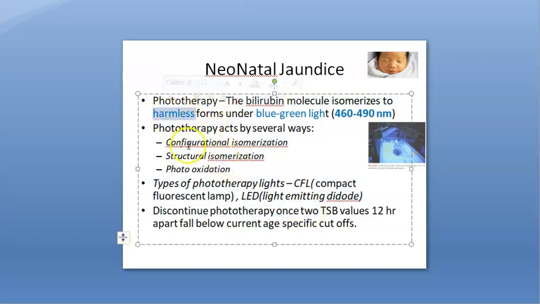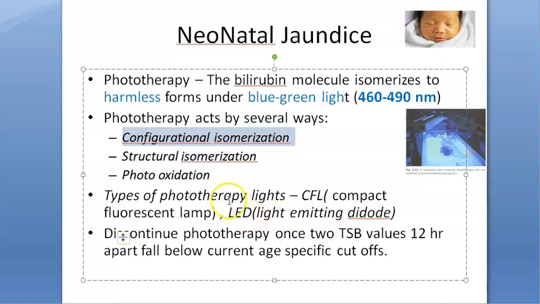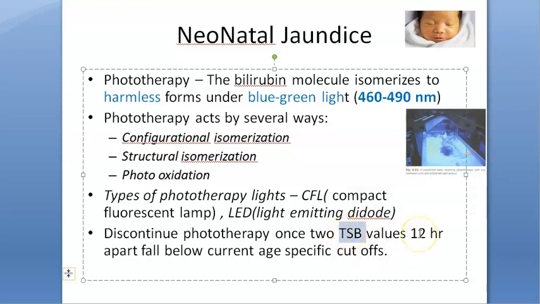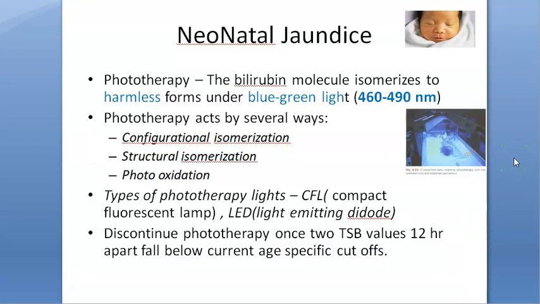Phototherapy is a harmless blue-green light you will give. It will isomerize the bilirubin. Either it will do a configurational isomerization or a structural isomerization or a photooxidation. But it will try to get the bilirubin out. The types of phototherapy lights are CFL, that is compact fluorescent lamp, or LED, that is light emitting diode lights you can use. If the total serum bilirubin values are less, you will check 12 hours apart. If they're less than the cutoff, then you can stop phototherapy and you should still monitor the child.